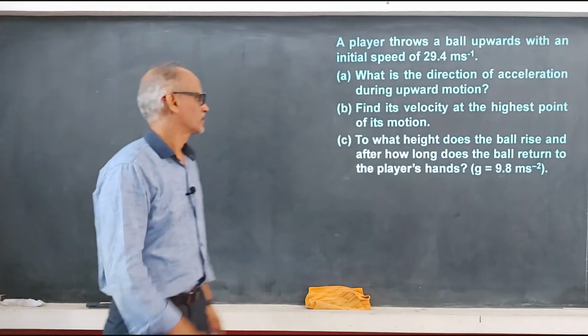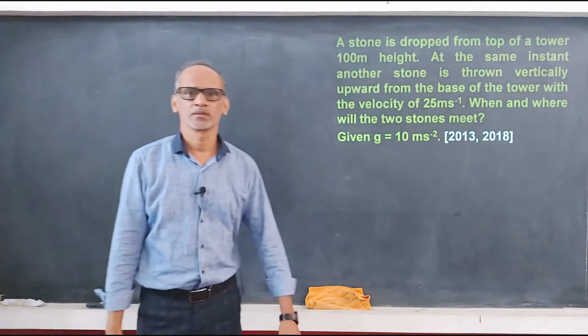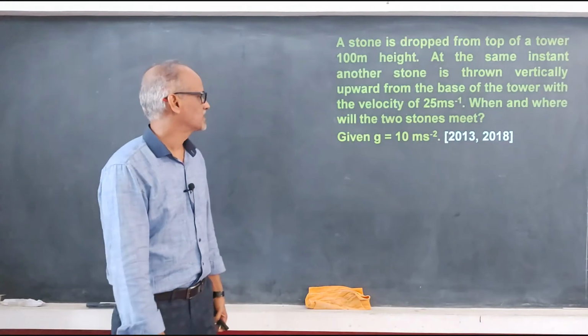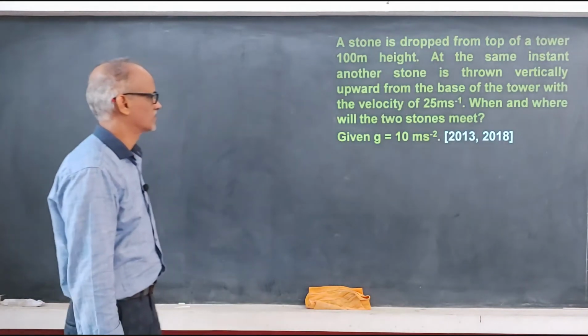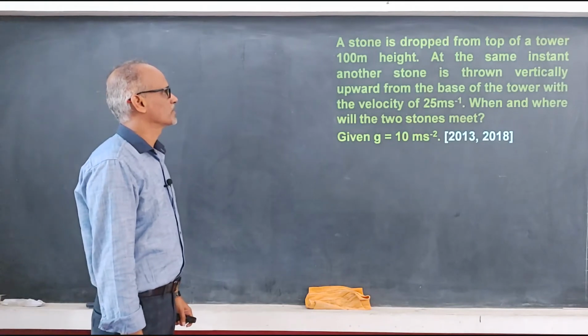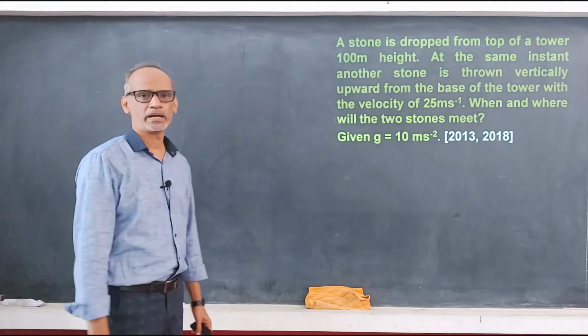Okay, right. So let's try some more numericals. You can again go through this important 5 marks question. It has appeared twice in the examination. So let's solve this particular question. A stone is dropped from the top of a tower 100 meter height.